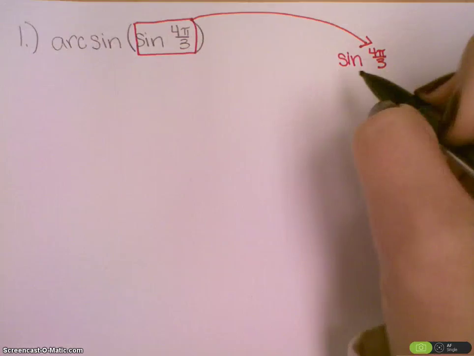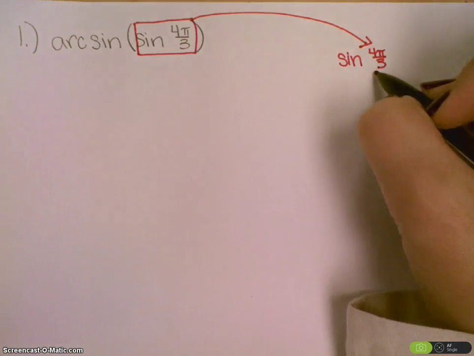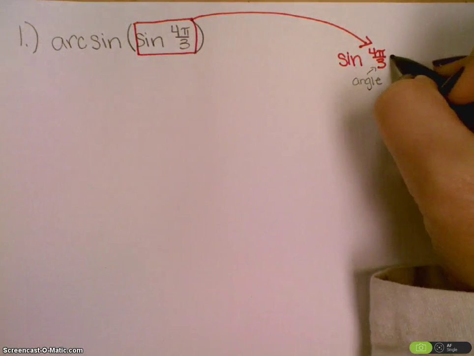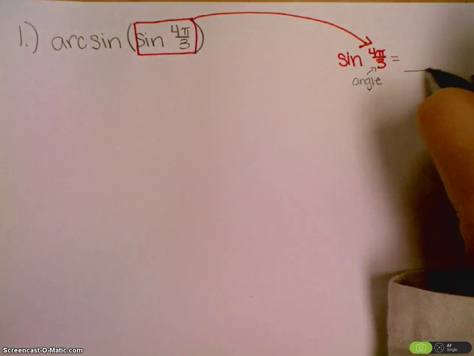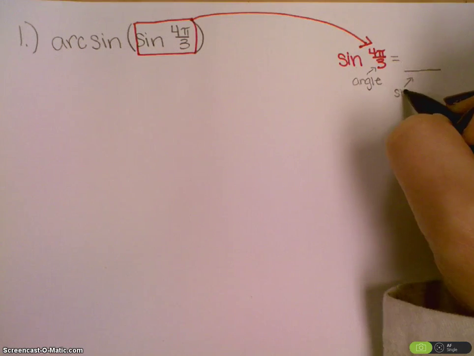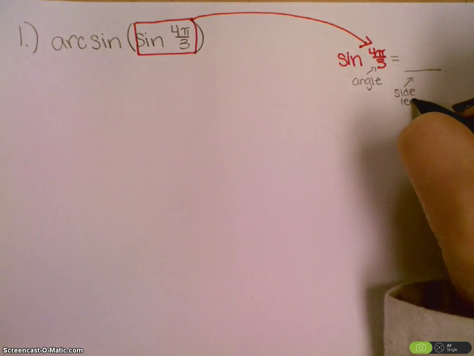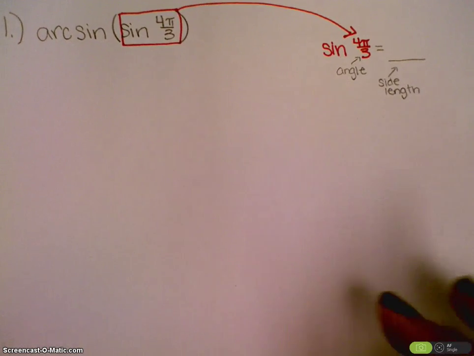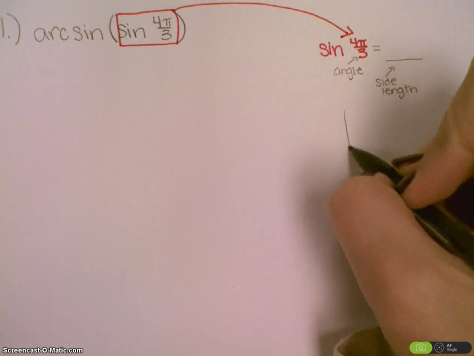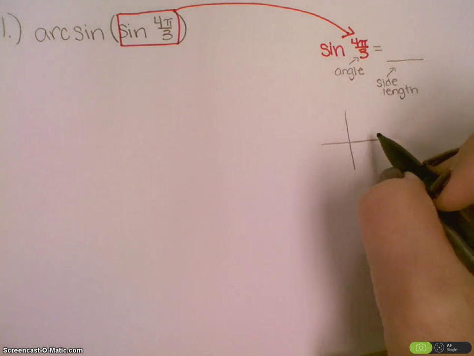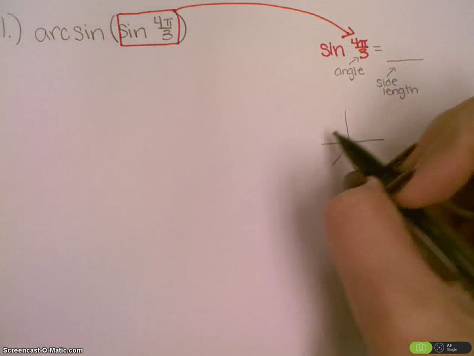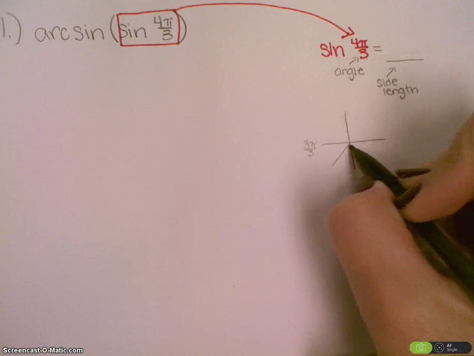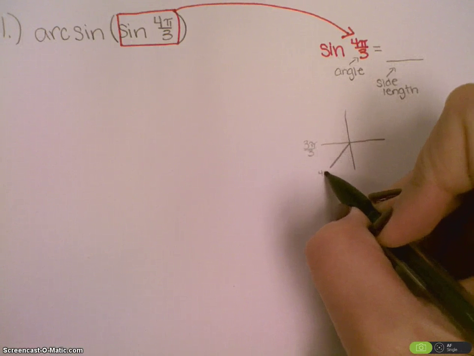Recall from yesterday's notes, we are taking the sine of an angle. Therefore, the output is going to be a side length. Reviewing unit 1, we know 4 pi over 3 will have to lie in the third quadrant, because this is 3 pi over 3. This must be 4 pi over 3.